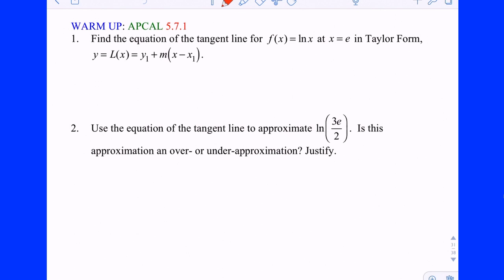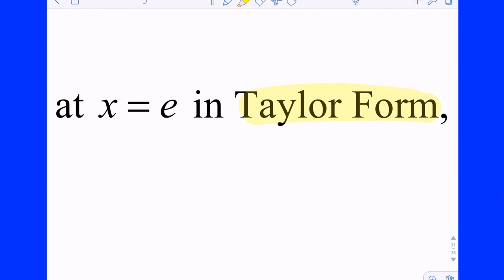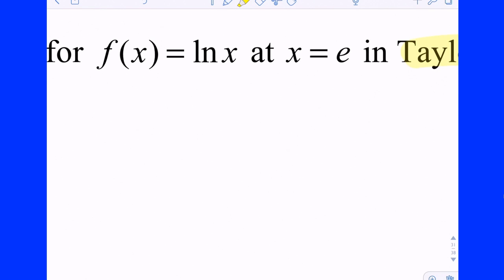All right, so again, this is a more typical type of question where you'd be using linearization to answer the question. Find the equation of the tangent line for this function at this point in Taylor form. Now, on an AP test or my test, I'm not going to tell you the form to put it in, but that's the form that we are accustomed to writing from the beginning.